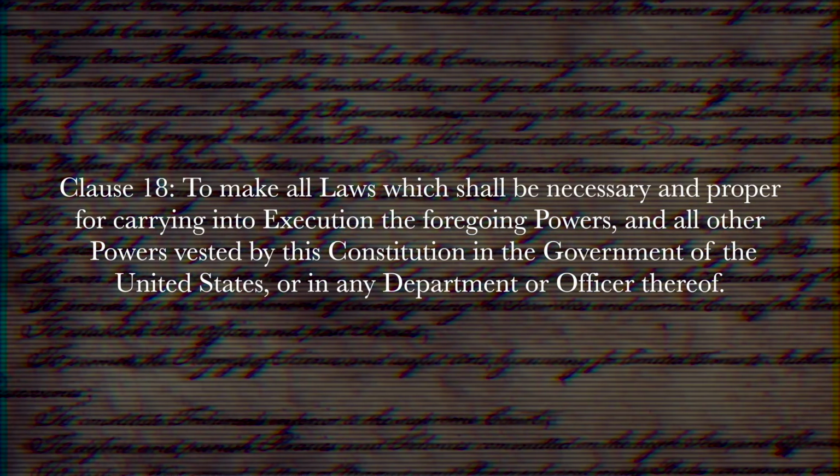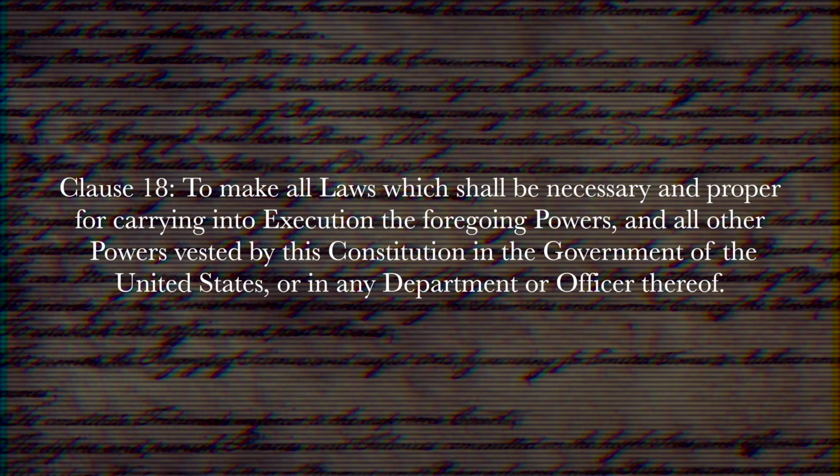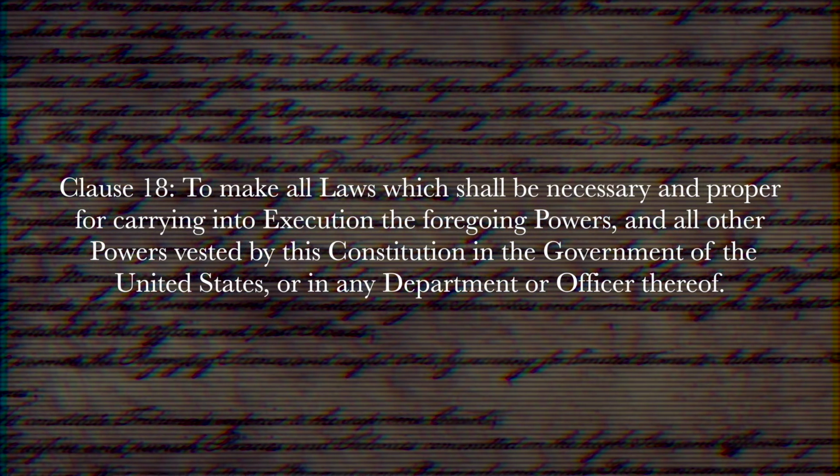And the last clause says to make all laws which shall be necessary and proper for carrying into execution the foregoing powers. Now, can you think of anything the federal government does that is not on this list? Well, that question should elicit a lot of laughter. Maybe a better question would be, can you think of anything on which the federal government doesn't have control in some form or fashion? I can't.